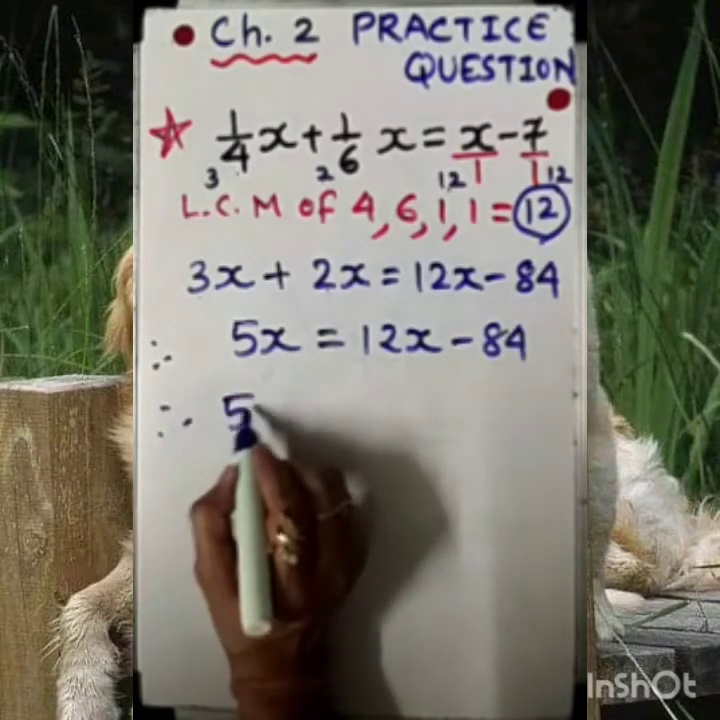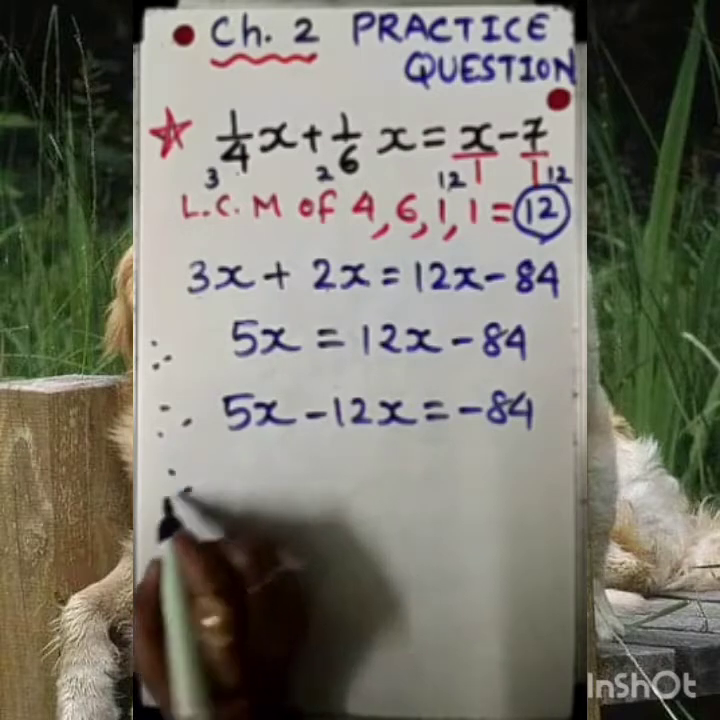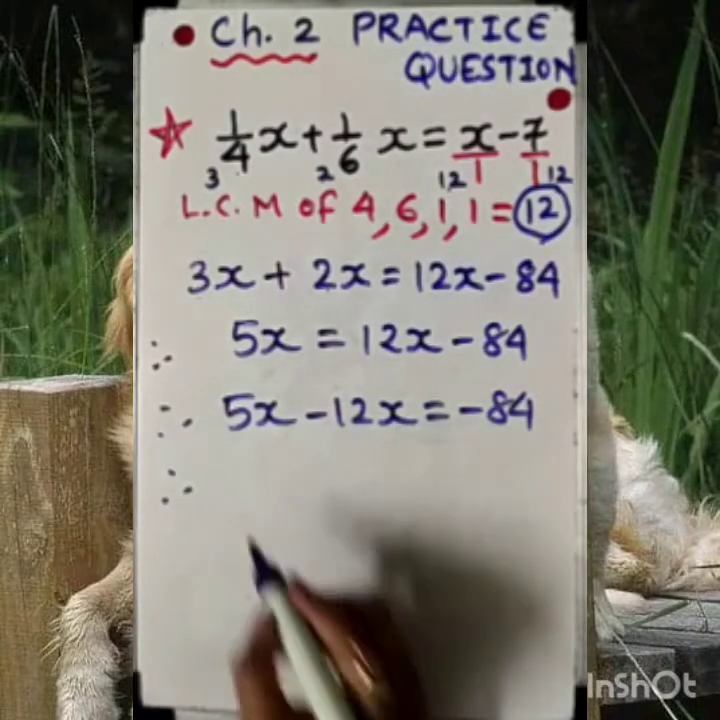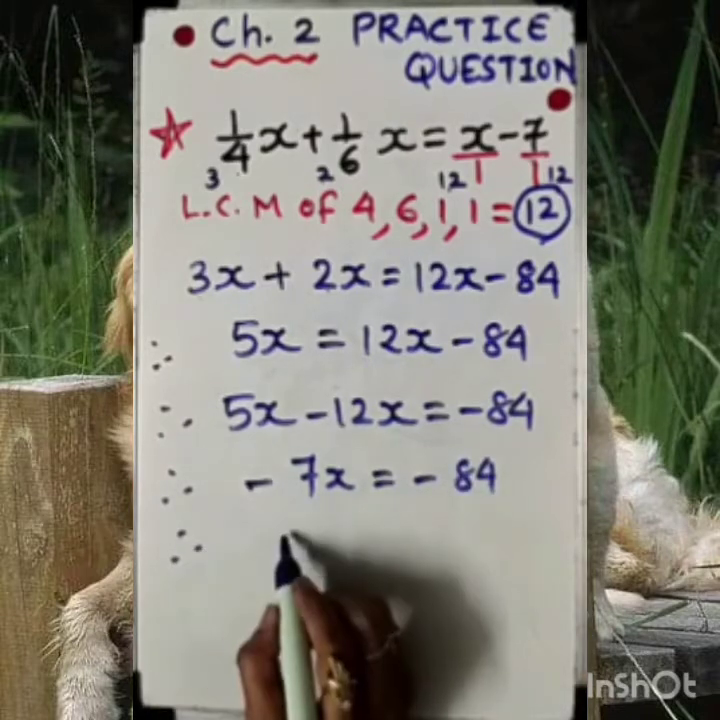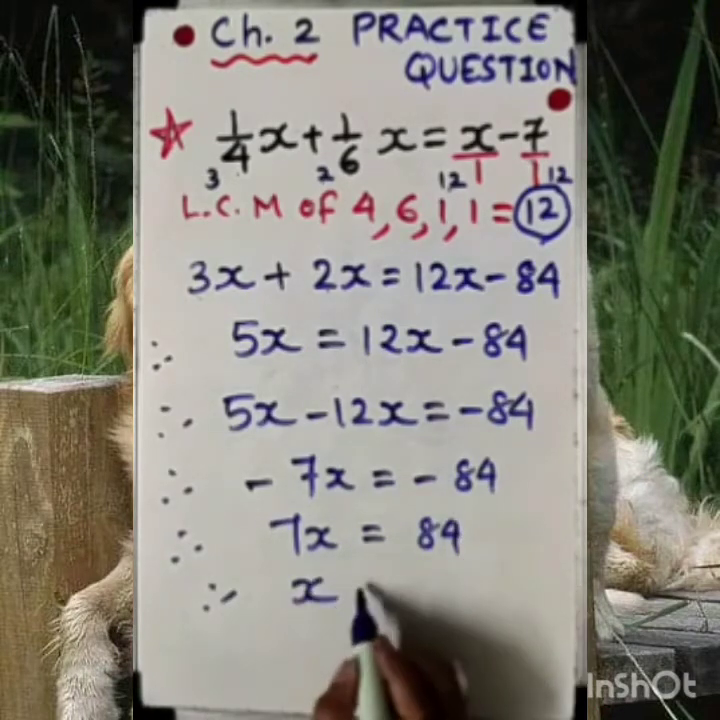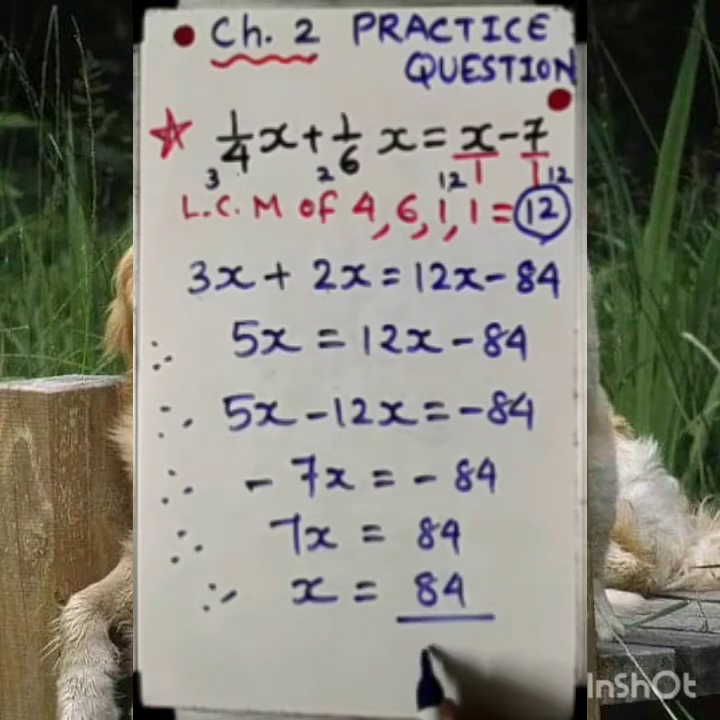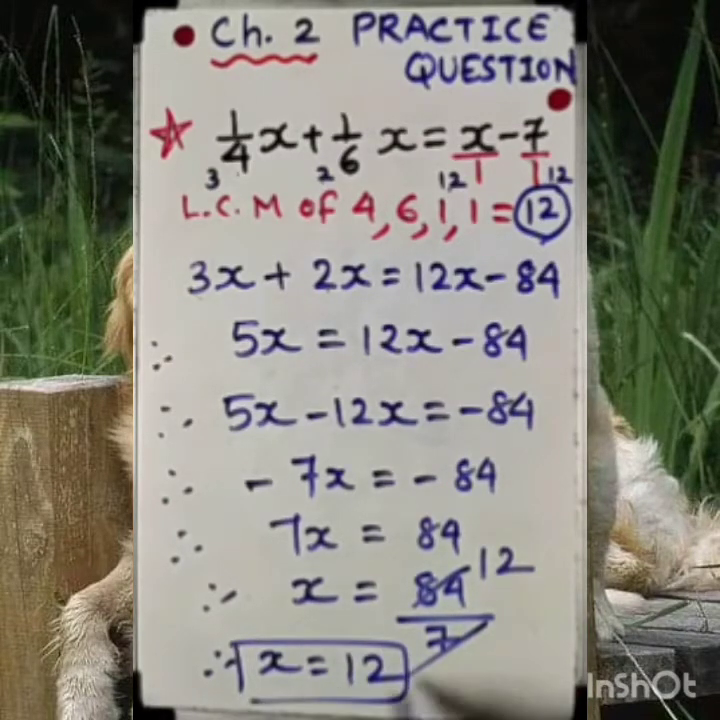What I am going to do is bring this 12x to the left side, so it is minus 12x. You know very well 5x minus 12x is minus 7x equal to minus 84. Therefore, minus minus cancel on both sides. So 7x equal to 84. Therefore, x equal to 84 by 7. As usual, you know, 12 7s are 84. Therefore, the value of x is 12. This is our complete solution of this question and the required result of x is 12.